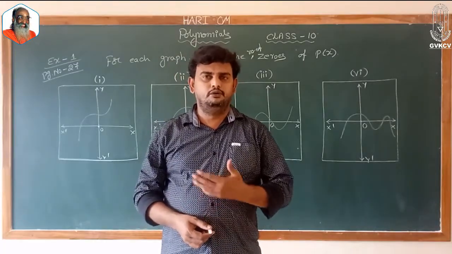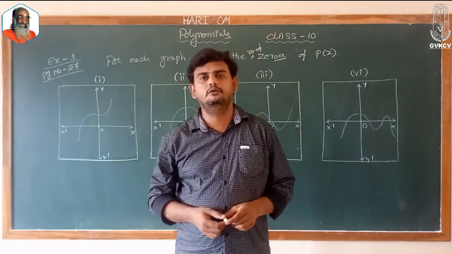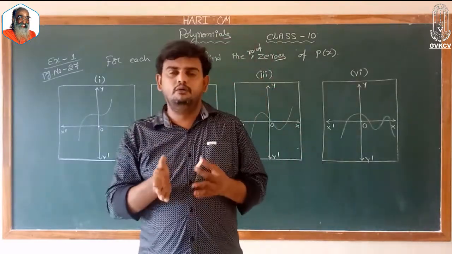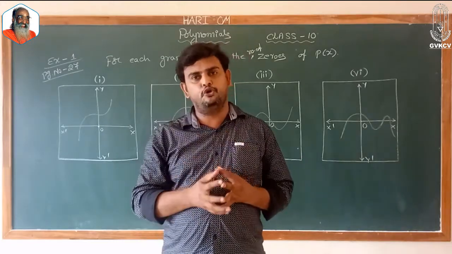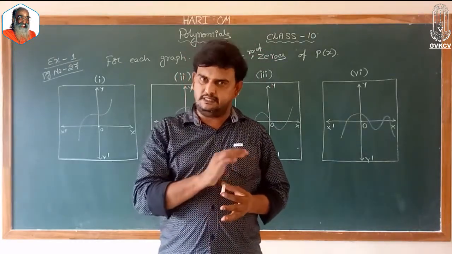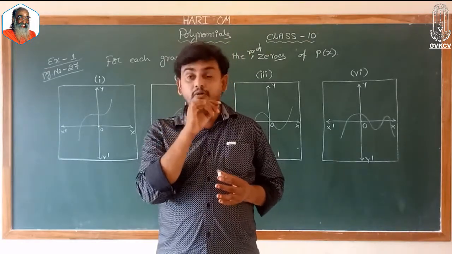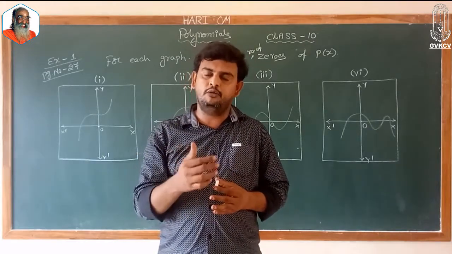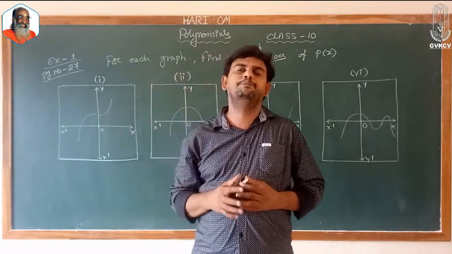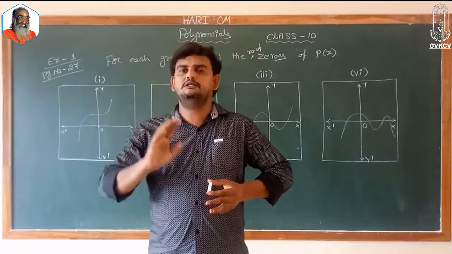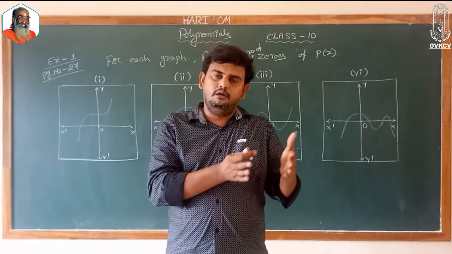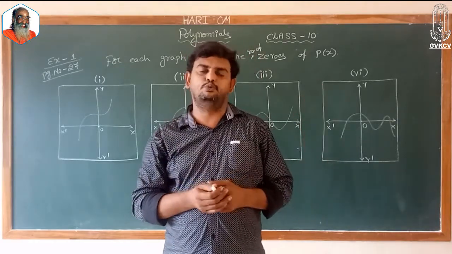Hello children, today we are going to discuss graphs related to polynomials. In our previous class, we had a discussion about graphs of a polynomial and how to find zeros of a polynomial using graphs. I gave one example with a second degree polynomial, a quadratic polynomial. For a quadratic polynomial, we have a graph of a parabola, and where the parabola touches the x-axis, those are nothing but the zeros of the polynomial. That I explained by taking one example.